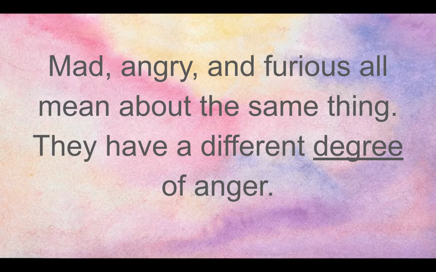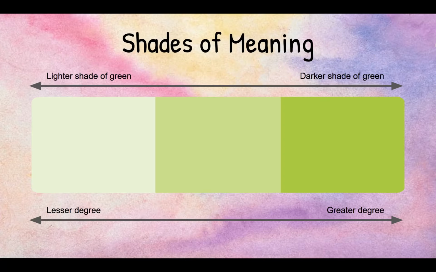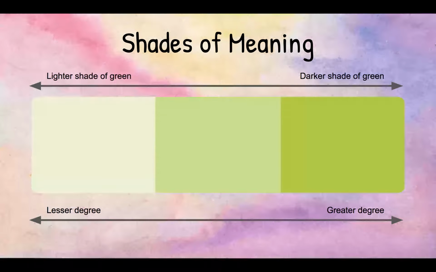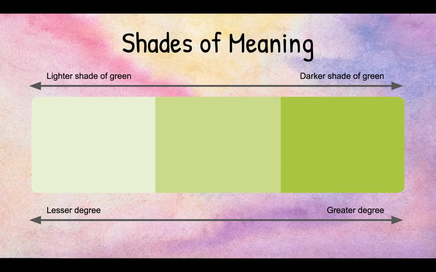Mad, angry, and furious all mean about the same thing. They have a different degree of anger. We're going to talk about shades of meaning using paint chips. And as you can see on this paint chip, there are 3 shades of green. We have our lighter shade of green all the way to our darker shade of green. The lighter shade of green will mean the lesser degree of a word. And as you go towards the darker shade of green, you're going to have a greater degree.